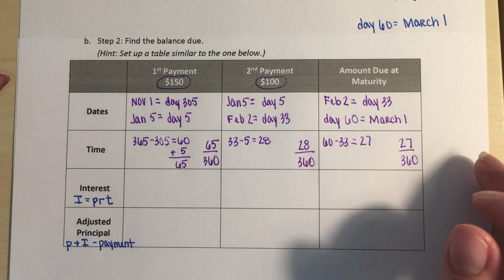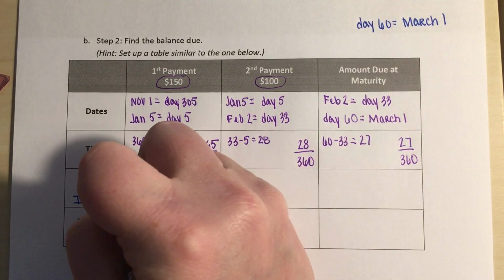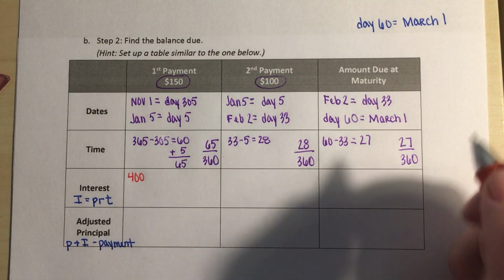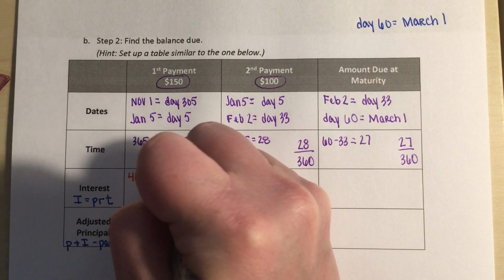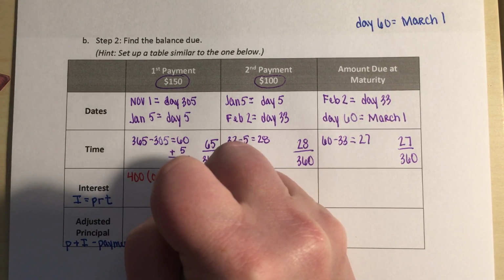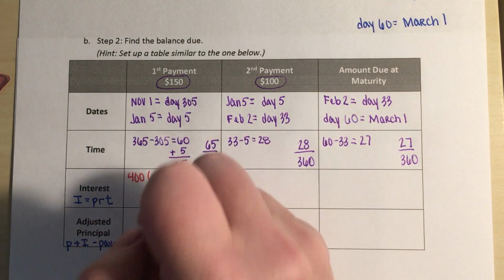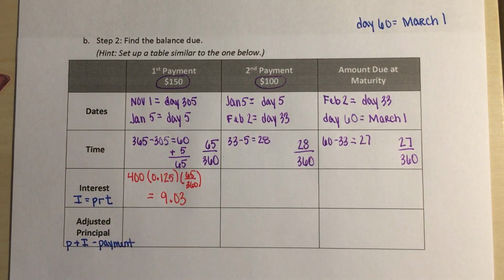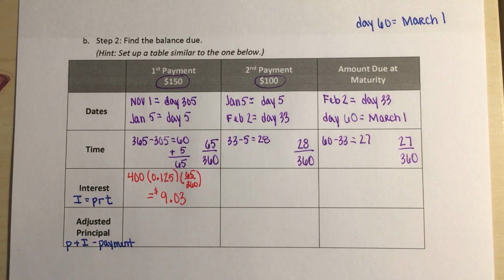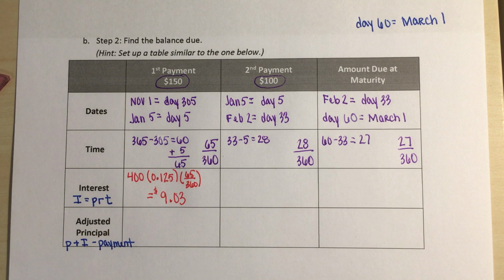Okay, so for our first payment, we're told to find our interest. Our interest is going to be our principal times our rate times our time. Well, the original loan was for $400, so that's our principal. The interest rate is 12.5%, so 0.125. And our time we just found up here was 65 over 360. We're going to multiply all of those together, and that is going to give us an interest of $9.03. So we take our original amount of the loan, the $400, times our interest rate, the 0.125, times the time that we just found, the 65 divided by 360, and it gives us 9.03.